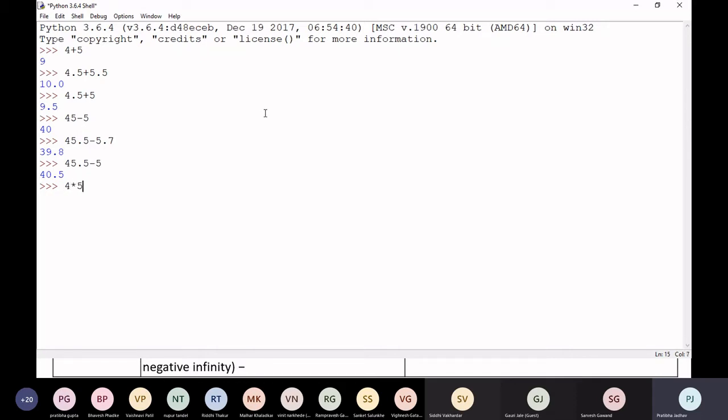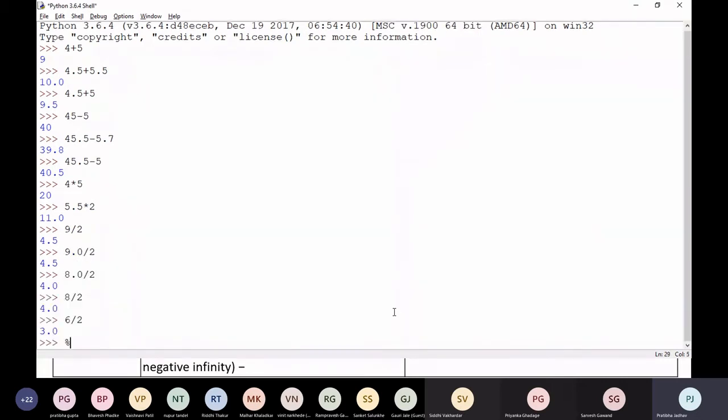Then next is multiplication. 4 into 5, 4 fives are 20. 5.5 into 2, so it is going to display 11.0 because one value is float. So the result will always be displayed as float if any one value is float. Getting that? Okay. Now next is division. Division is used with the slash symbol. So 9 by 2, the output is 4.5.